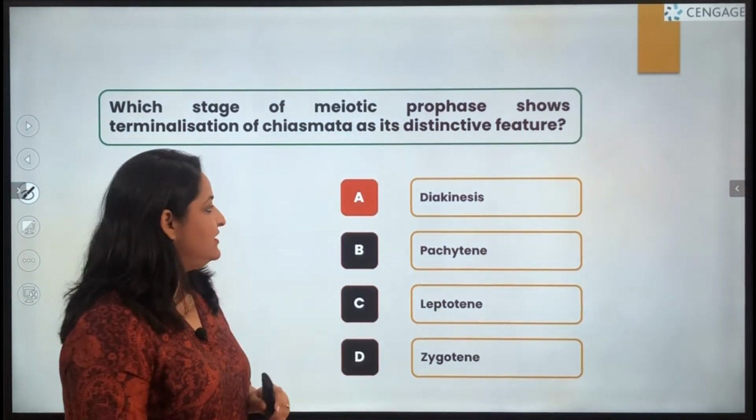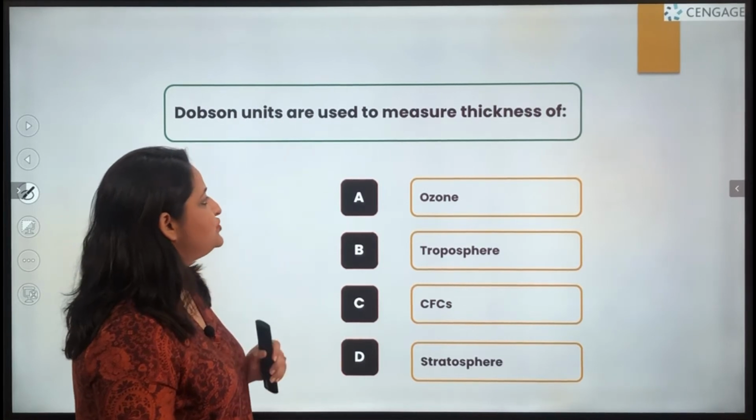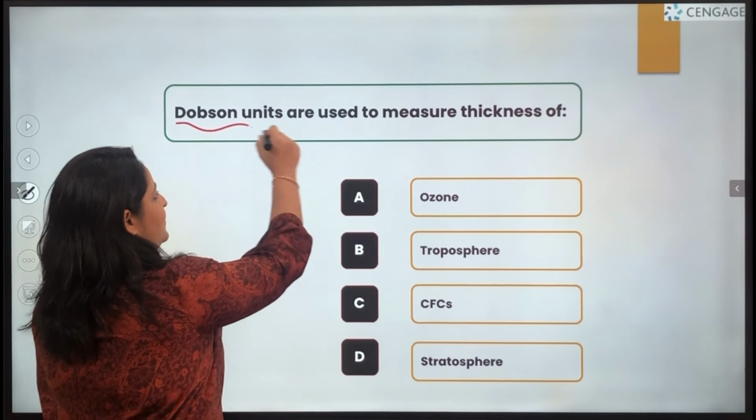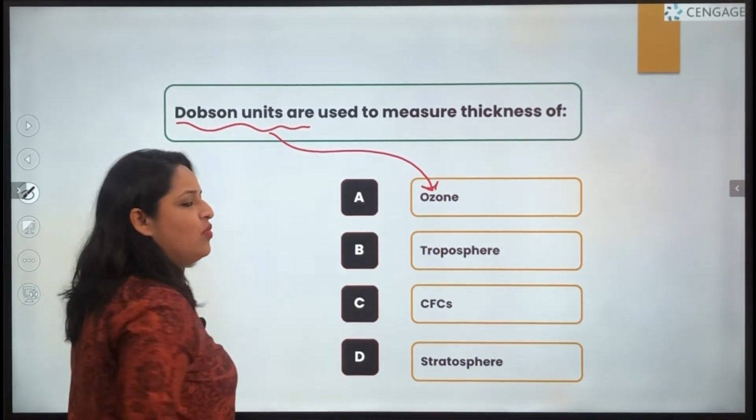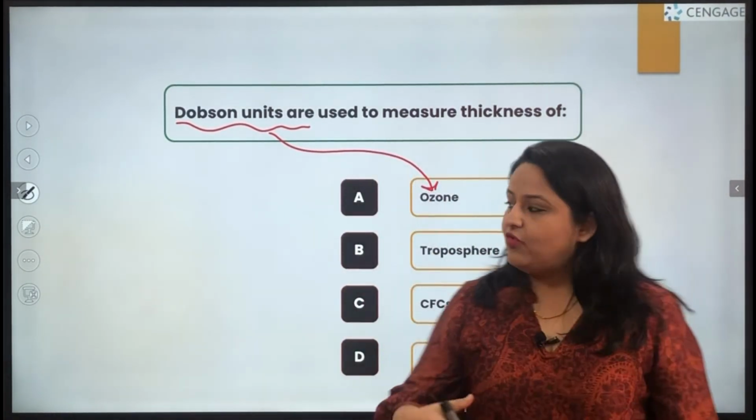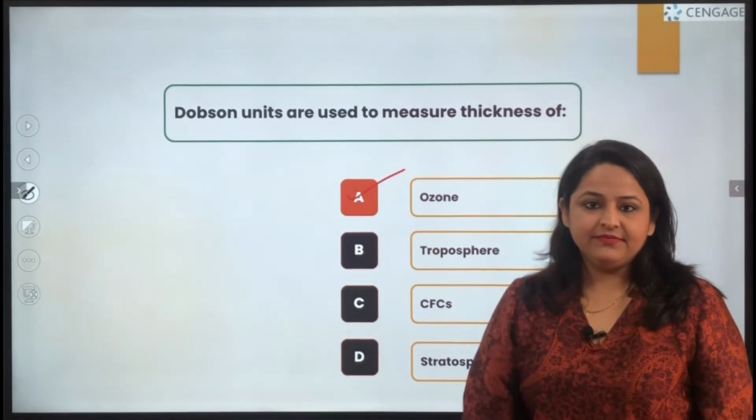Now let's see another question. Here they are asking Dobson units are used to measure thickness of. So this is a very general theoretical question. Dobson unit is used to measure the concentration of ozone in a particular area. So out of all these options, the answer ozone stands correct.